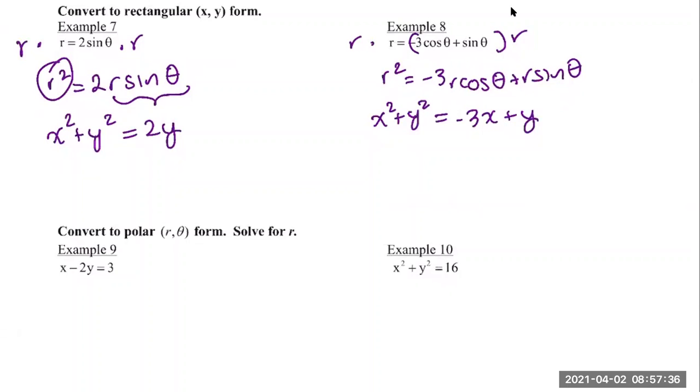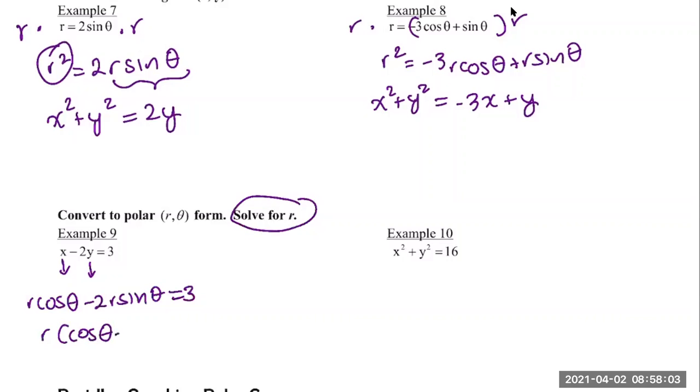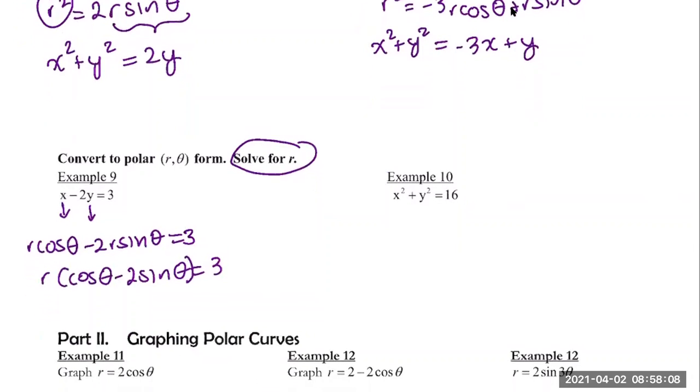On examples 9 and 10, we're asked to convert to polar, and we know exactly what to replace x with and what to replace y with. So x is r cosine of theta, and y is r sine of theta. Doing that replacement, sometimes the problems ask you to solve for r. In this example, you have r in both expressions, so you can factor out your GCF of r, and then isolate by dividing both sides by that expression. So r is equal to 3 over cosine of theta minus 2 sine of theta.